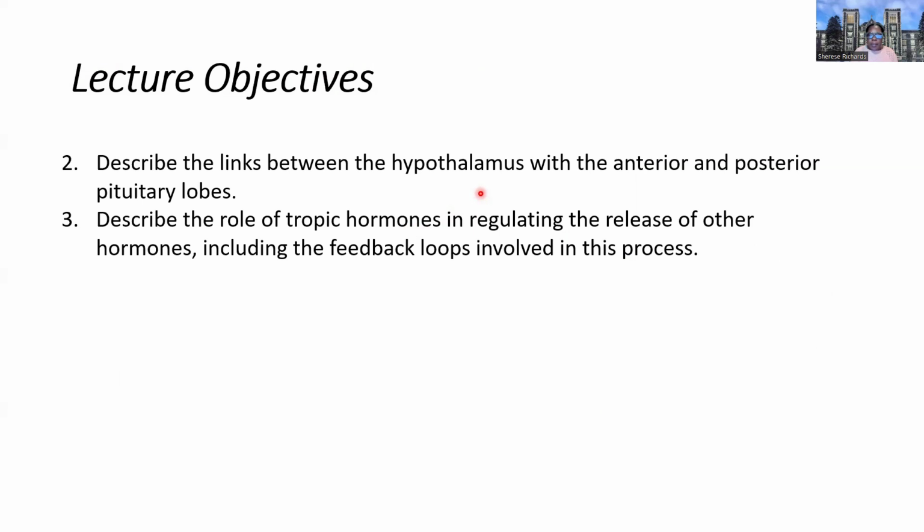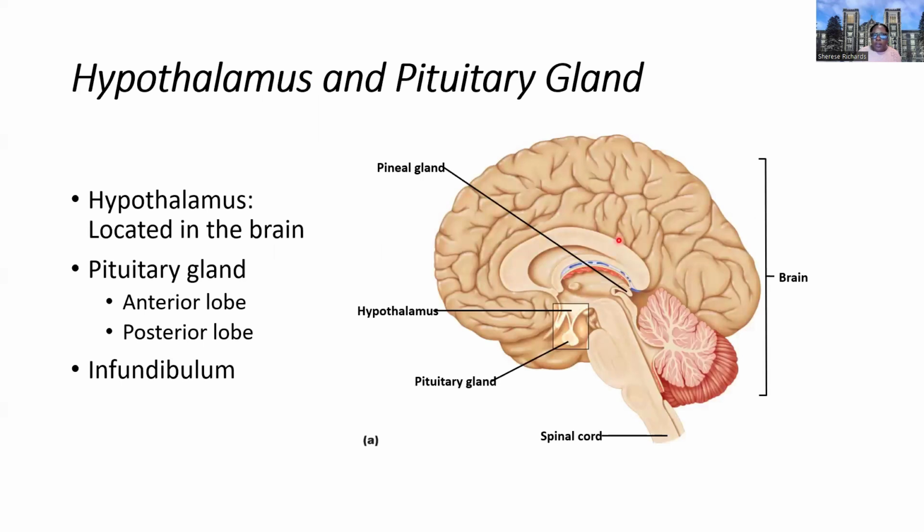We're going to describe the links between the hypothalamus with the anterior and posterior pituitary. And then we're also going to look at number 3, describe the role of trophic hormones in regulating the release of other hormones, including the feedback loops involved in this process. So we kind of have to look at both of these objectives together because the feedback loops involving the trophic hormones are being released from the hypothalamus and the pituitary. So we'll look at what that means when you look at the structure and the hormones released from both of those areas.